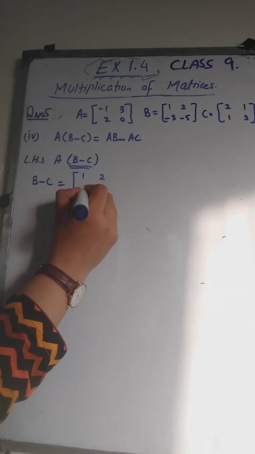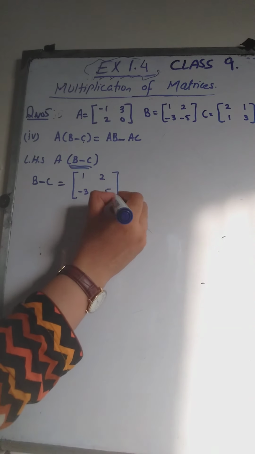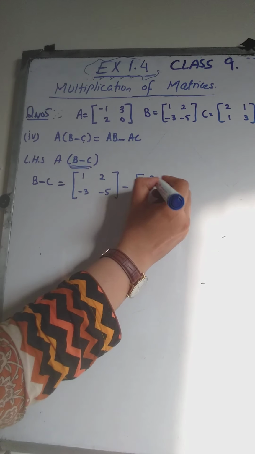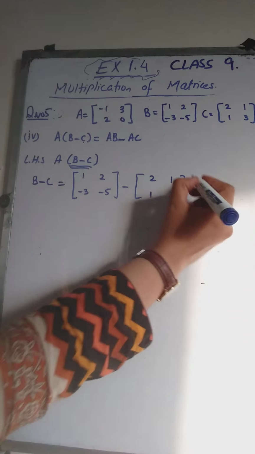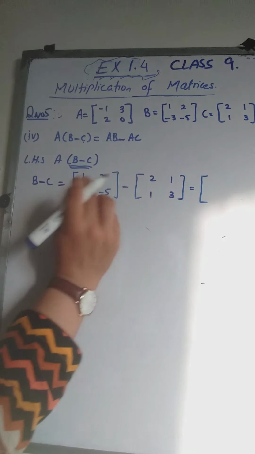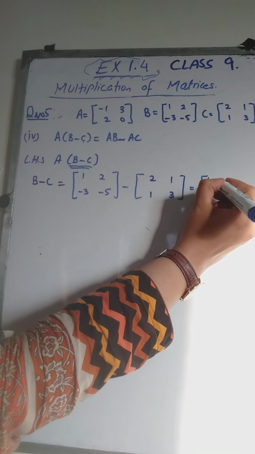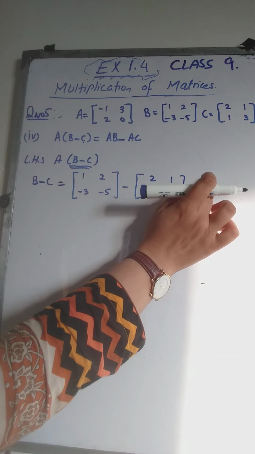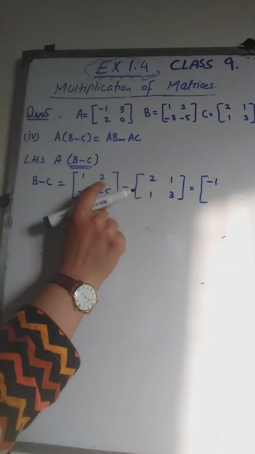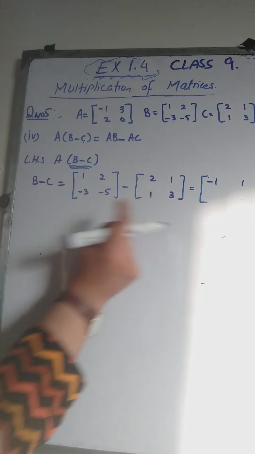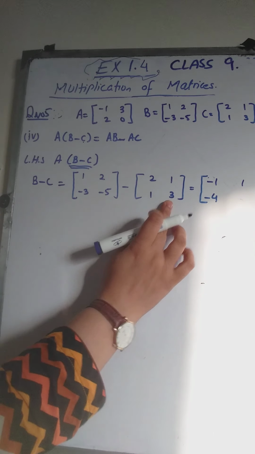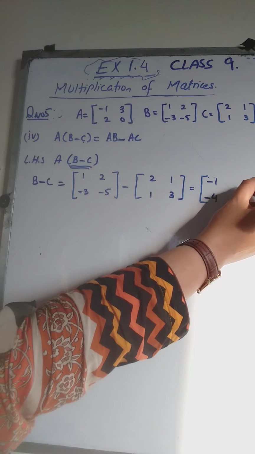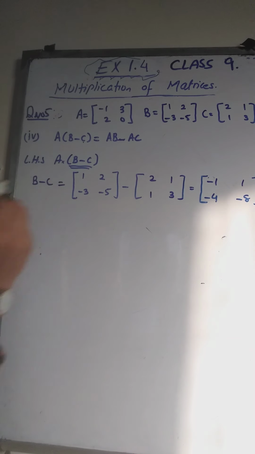B is [1, 2; -3, -5], minus the matrix C, [2, 1; 1, 3]. Subtracting these two matrices, what do we get? 1 minus 2 will be -1. 2 minus 1 will be 1. -3 minus 1 will be -4. And -5 minus 3 will be -8. So this is the B minus C matrix. Now we are going to multiply it with A.